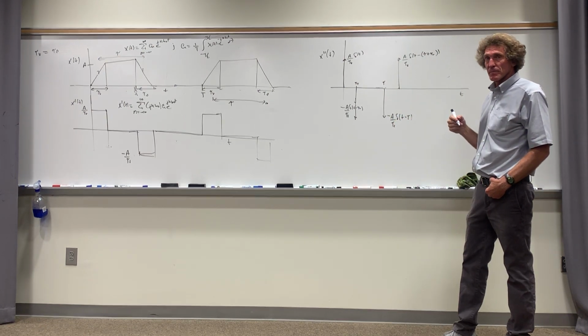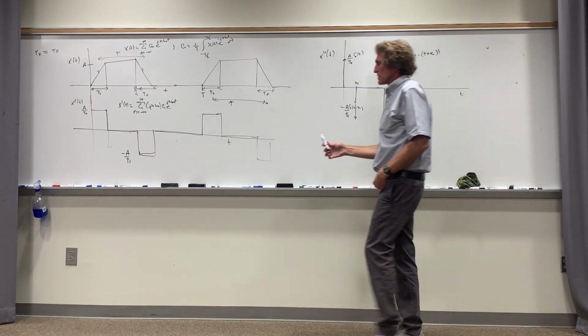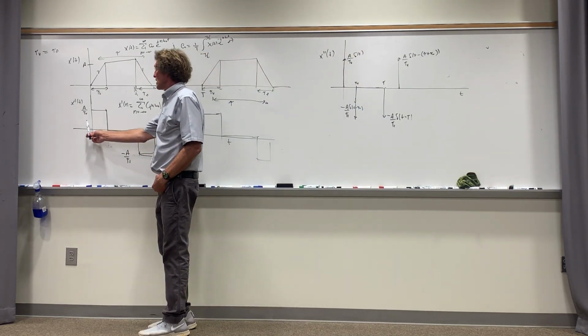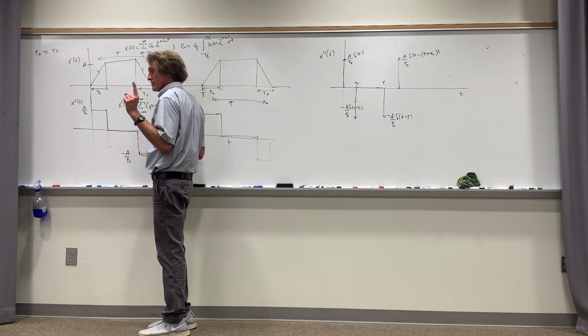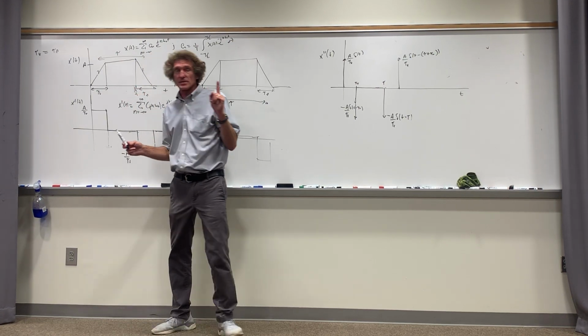Everybody see what I've done here? Take a look. Take a derivative with respect to t of this. Up, delta function, down, delta function, down, delta function, up, delta function. Got it? Just change the signs.